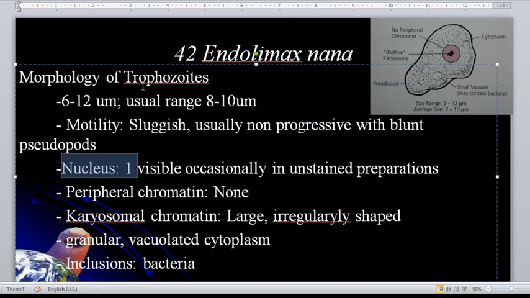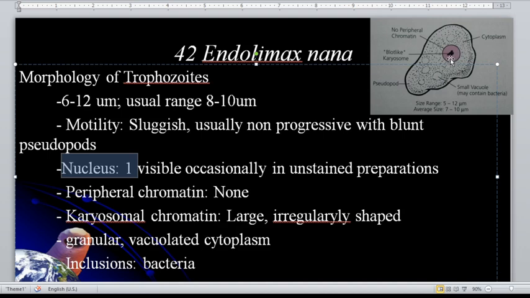So guys, as you have noticed, in the trophozoite stage you only have one nucleus, regardless of the species, or even genus, either Endolimax, Iodamoeba, or Entamoeba. For the trophozoite stage, they only have one nucleus. It does not have peripheral chromatin. So, wala siyang peripheral chromatin. As you can see here, it's very clear. Yan yung nuclear membrane. It does not have the peripheral chromatin.